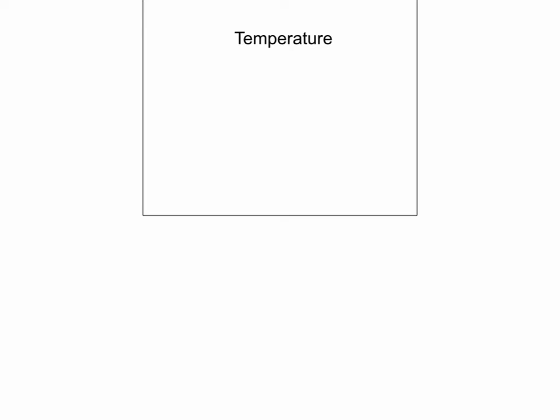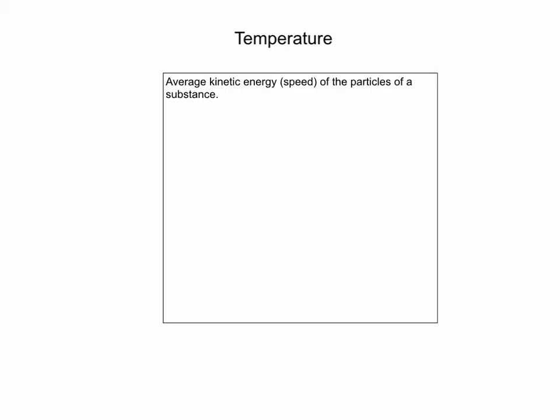As we discussed when we talked about kinetic molecular theory, we define temperature as the average kinetic energy or speed of the particles of a substance. The faster the particles, the hotter the substance is. And we use a few different temperature scales to measure temperature.